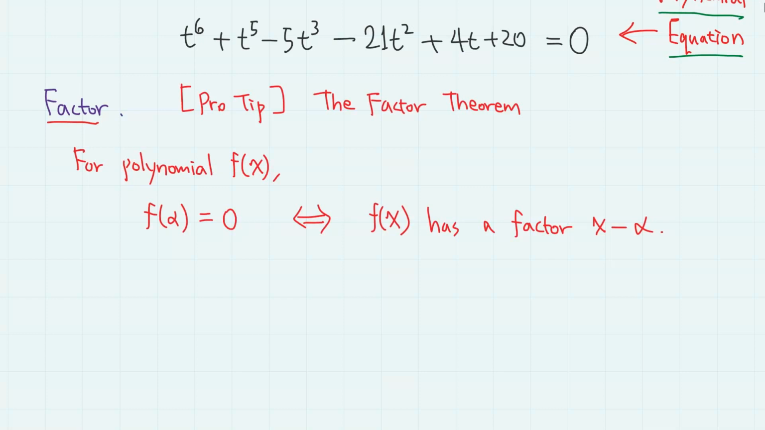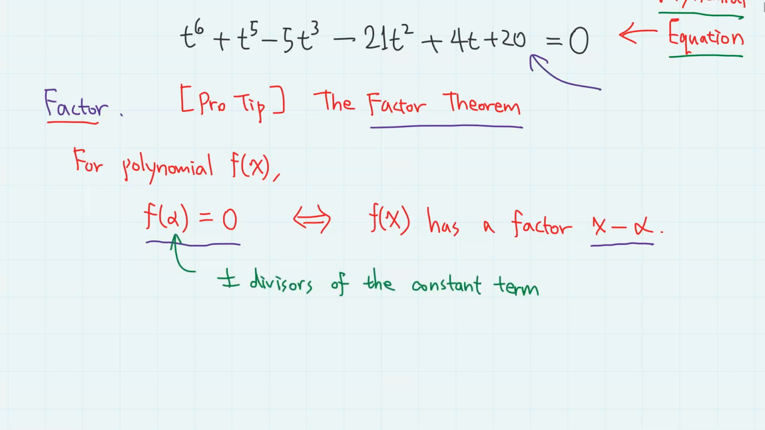In order to do that, we will use the famous factor theorem. That is, if polynomial f(x) satisfies f(alpha) equals 0, then f(x) has x minus alpha as a factor, and vice versa. So let us take a look at this equation. One more pro tip is that the value of alpha satisfying the equation always comes from the positive and negative divisors of the constant term, in this case, 20.